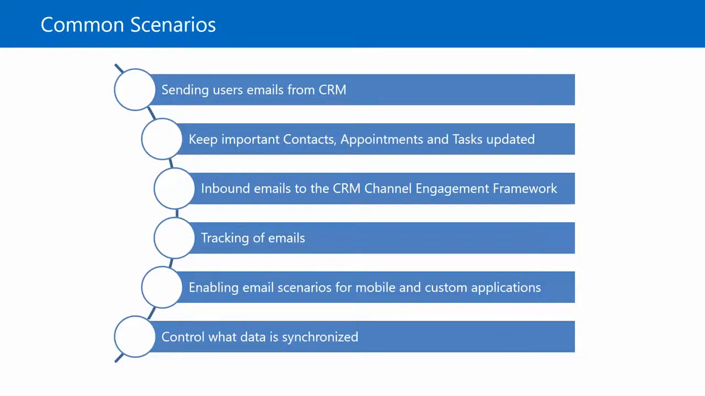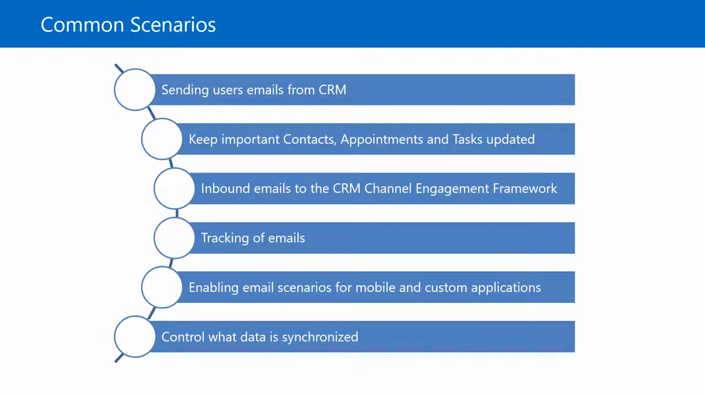Keeping contacts, appointments, tasks updated. This is nice because it allows us the single source of truth. So if I bring up the contact in my phone or in Outlook, I always know that I have the same information that I have in CRM, whether I look at it from one or the other, whether I update it in one or the other. And you can define filters at the system level or at the individual user level that control what data flows.